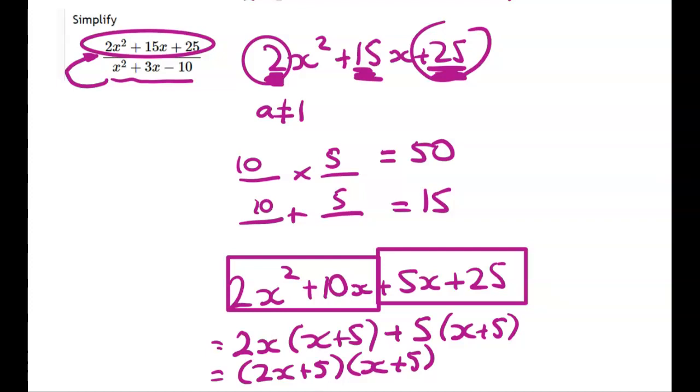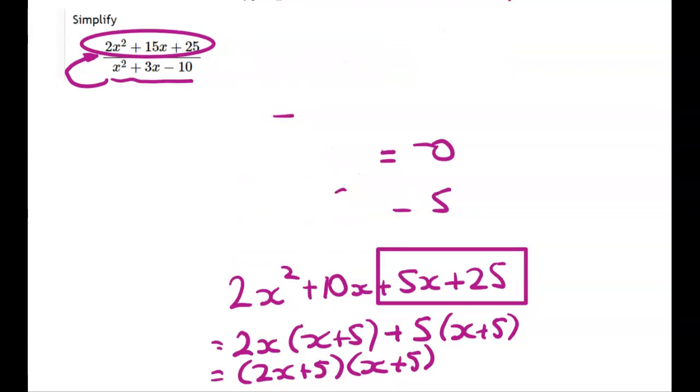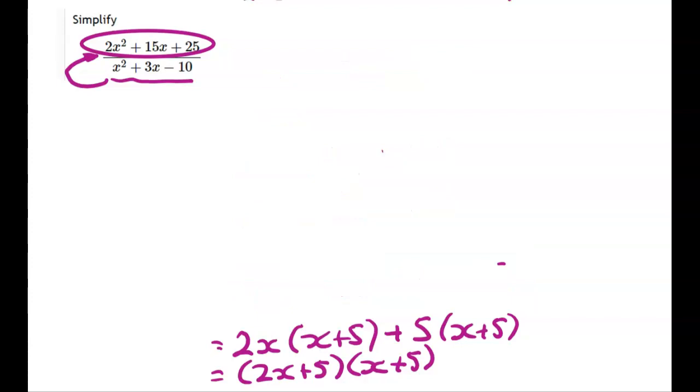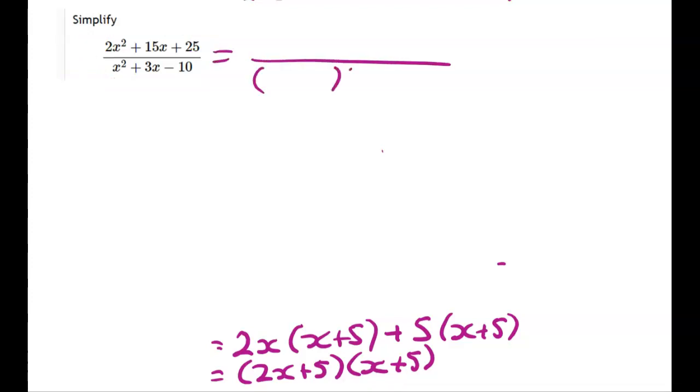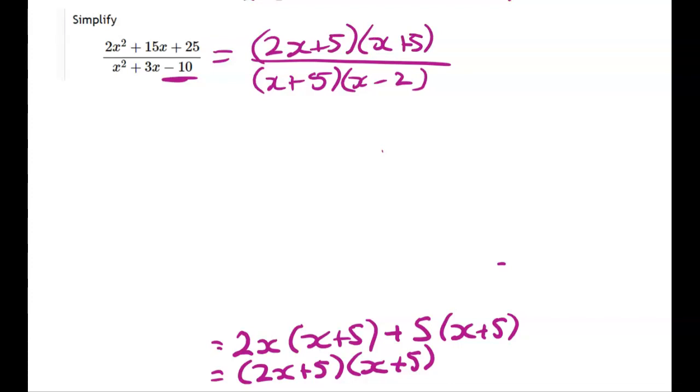Right, so that's how we're going to factorise the numerator, and now we're ready to go with the denominator. So I'm just going to get rid of all of this. And get rid of this. Now we're ready to factorise. Now I'll start with the denominator, which was our nice easy one. We're going to have an x and an x, a plus and a minus, and I want to have plus 5 and minus 2. And then here I'll have 2x plus 5 times x plus 5. The common factor is the x plus 5. So my simplified fraction is this.